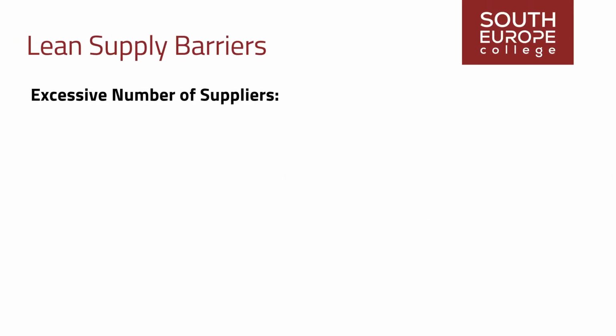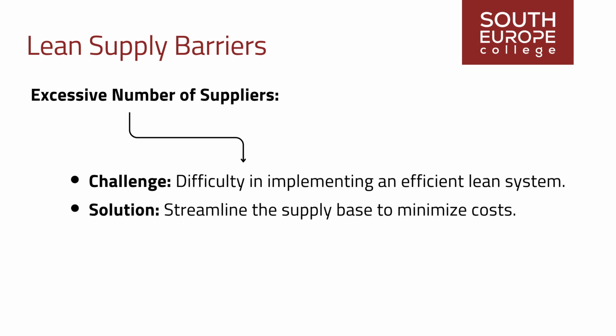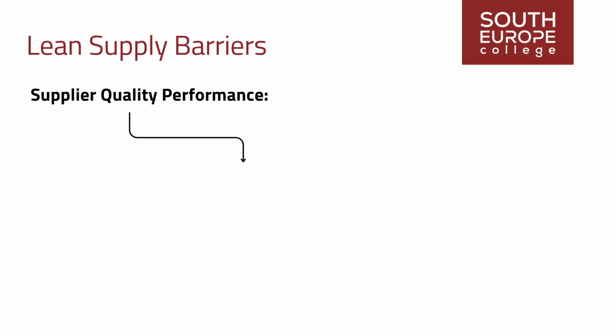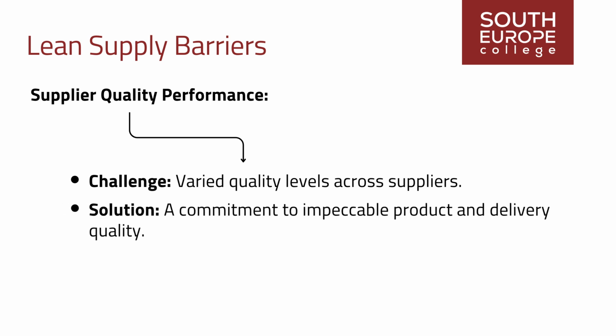Excessive number of suppliers. Some supply chains remain burdened by an overly large number of suppliers, making it difficult to implement an efficient lean system. Streamlining the supply base is vital to minimize interaction and communication costs. Supplier quality performance. Achieving the near-perfect quality demanded by lean supply is not universally met by all sellers. A commitment to impeccable product and delivery quality is a prerequisite for the successful implementation of a lean system.